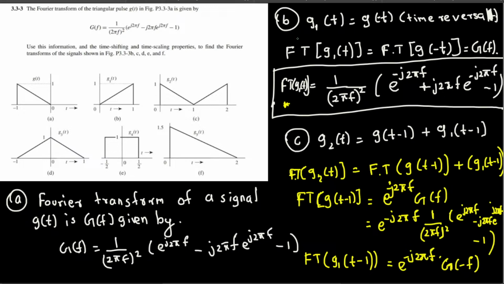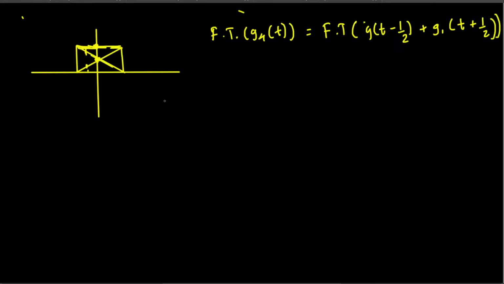Okay, let's do that. As we did before, we can find them individually and then add them at the end. First I'm going to do the Fourier transform of, let's write it over here so we'll have a lot of space, the Fourier transform of g of t minus half.